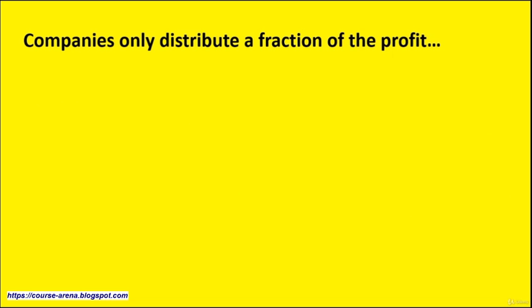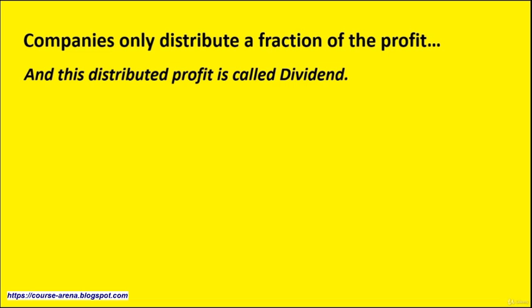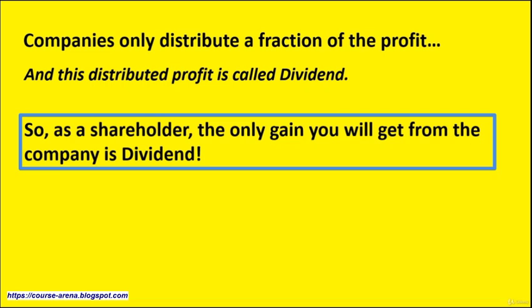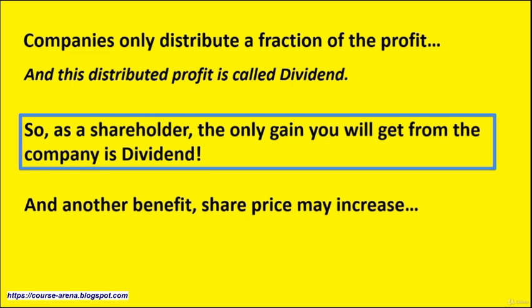The only benefit that shareholders will get is that companies only distribute a fraction of the profit. So let us say if Microsoft has made a profit of $150 billion, they will only decide to distribute a fraction of that, let us say $10 billion. And this distribution of profit is called dividend. So as a shareholder, the only benefit that you will get from the company will be the dividend that they distribute. Well, practically there is one more benefit, and that is the share price may increase.